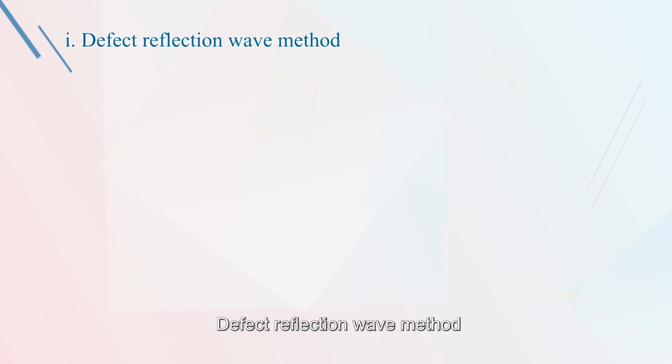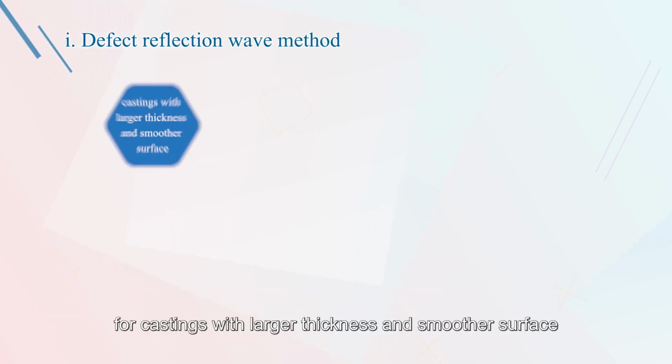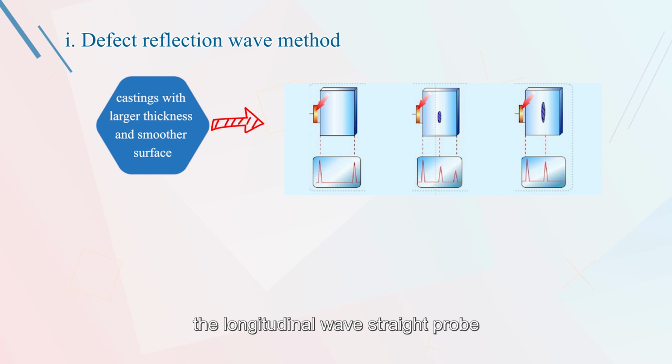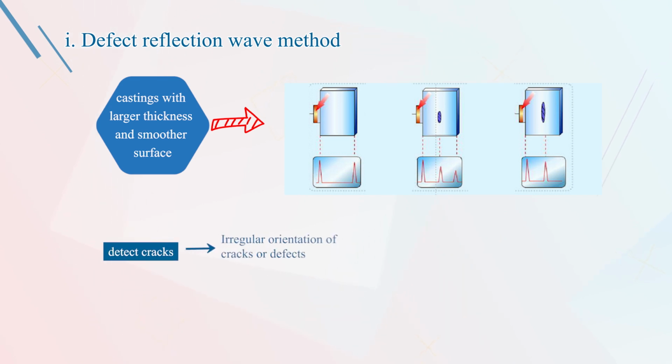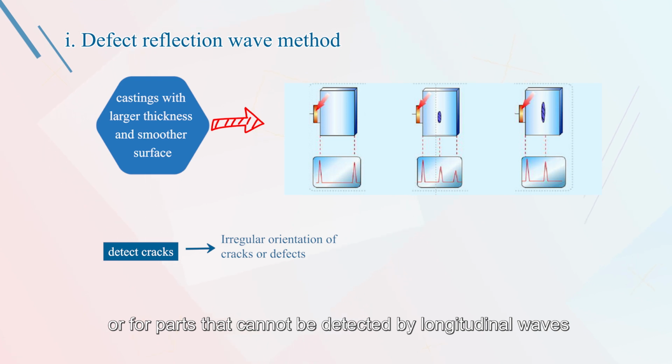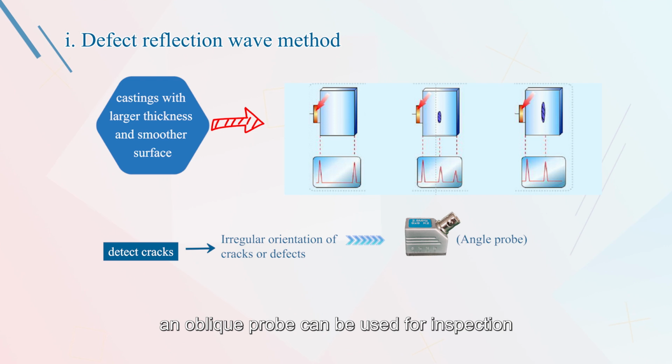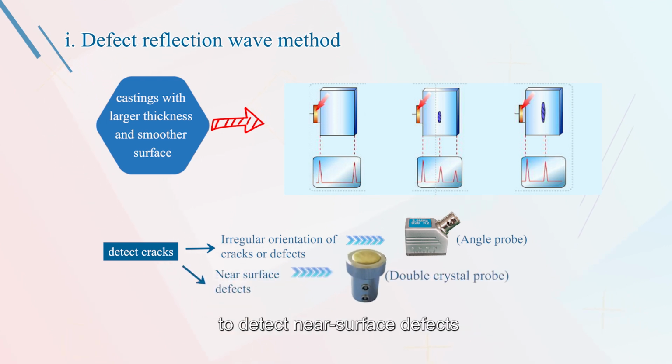1. Defect reflection wave method. For castings with larger thickness and a smoother surface, the longitudinal wave straight probe can be used for inspection, and the inspection is carried out by observing whether there is a defect signal before the primary bottom echo. If it is necessary to detect cracks, or for parts that cannot be detected by longitudinal wave due to the shape and orientation of defects, an oblique probe can be used for inspection, and a dual element probe can be used to detect near-surface defects.